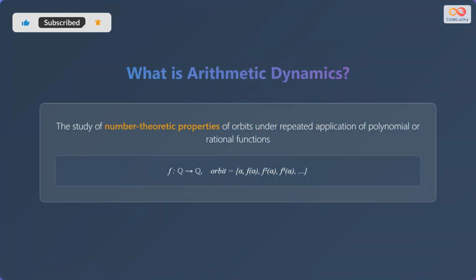Arithmetic dynamics is the study of number-theoretic properties of orbits under repeated application of polynomial or rational functions. Given a rational function f mapping rational numbers to rational numbers, we study the orbit of a point alpha, which consists of alpha, f of alpha, f squared of alpha, f cubed of alpha, and so on.